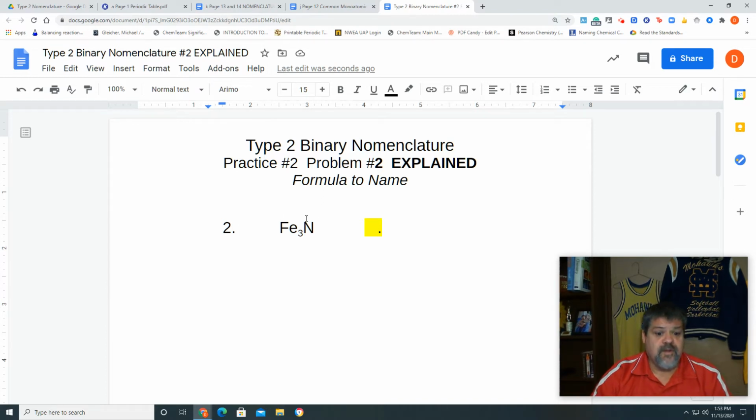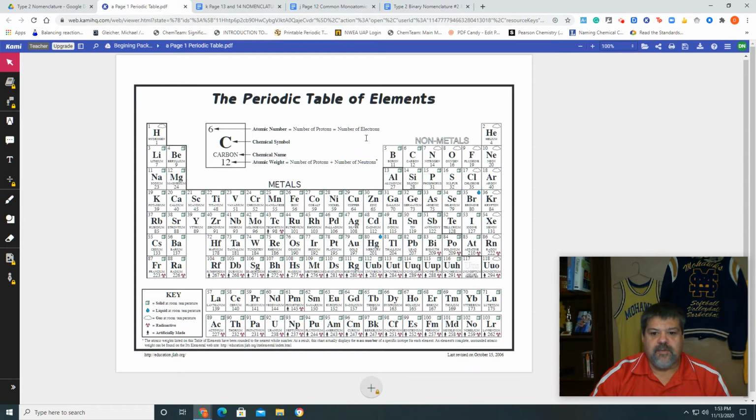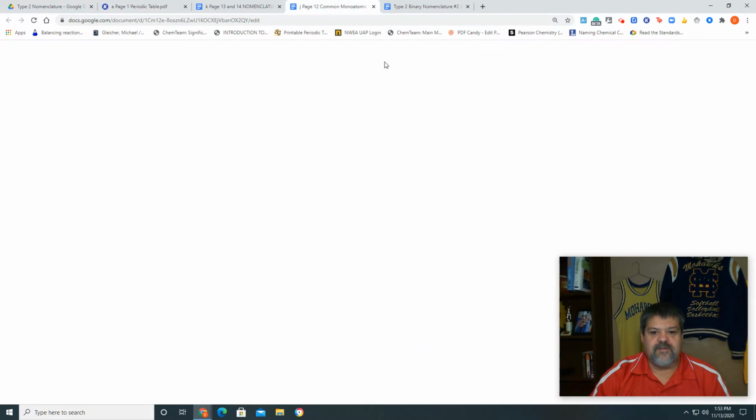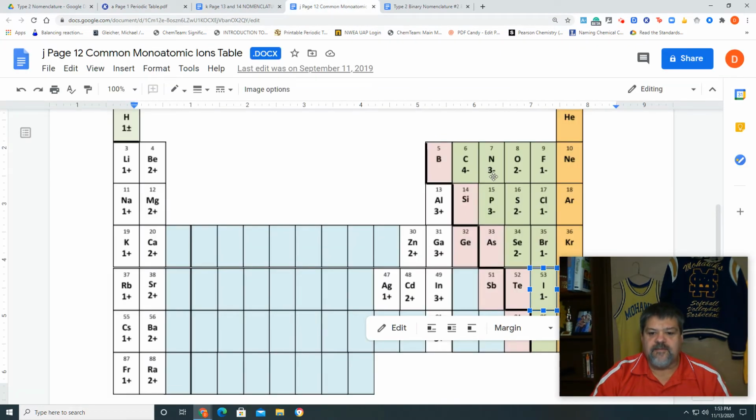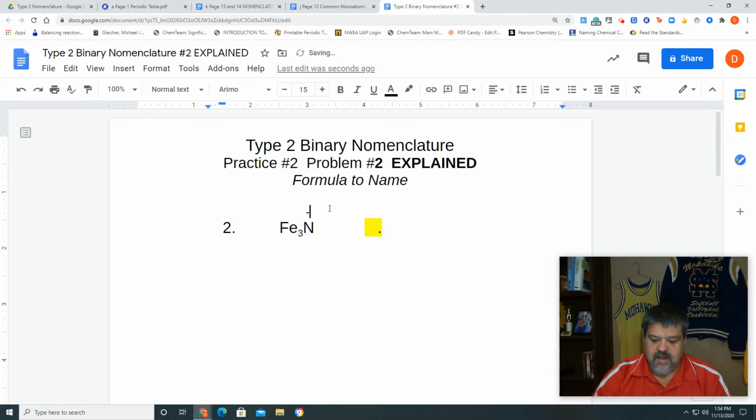So we're going to start off over here with nitrogen. If I look at nitrogen, I have an N. And again, if I go to my periodic table, the N says nitrogen's right here. If we go to this, we'll find nitrogen. It is a -3. So let's go back to this. We know that nitrogen is a -3.